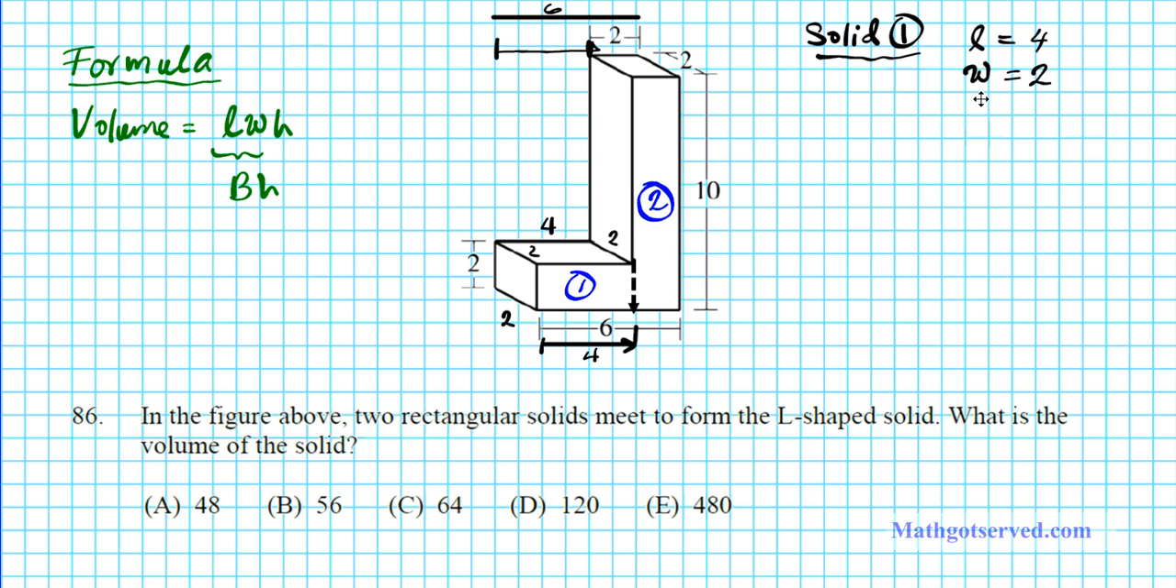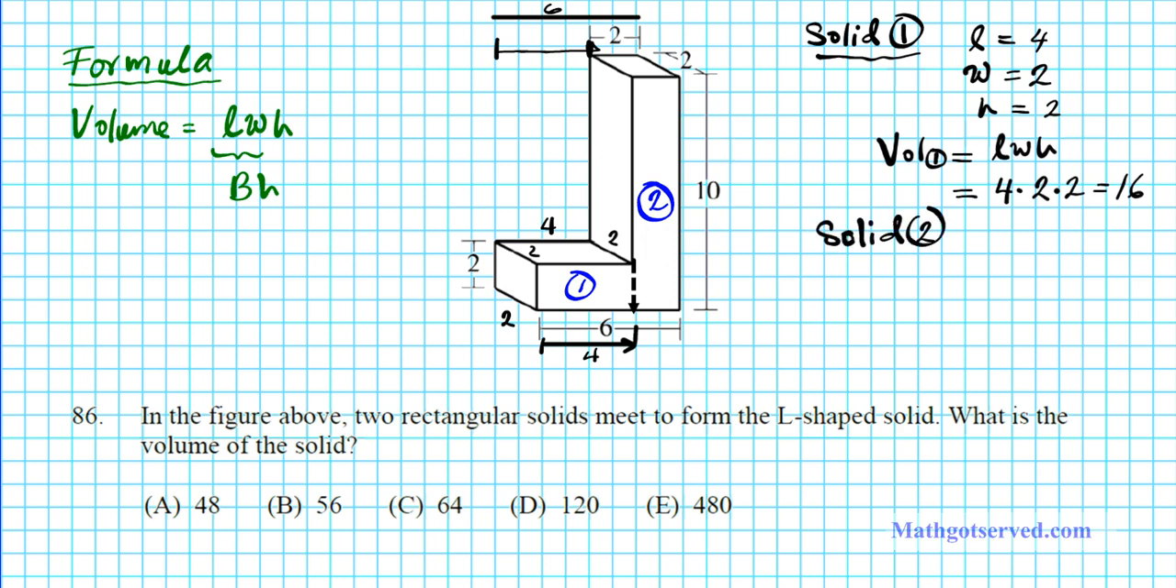Now, how high is solid 1? Solid 1 is 2 units high, as we can see here. So there goes our height, 2. Okay, so this is the length, width, and the height. So what is the volume of solid 1? The volume of solid 1, using the formula length times width times height, is 4 times 2 times 2, which is 16. Okay, now let's take a look at solid 2.